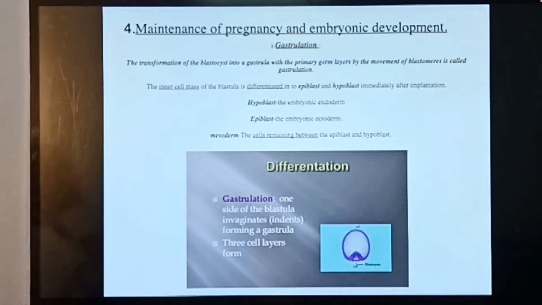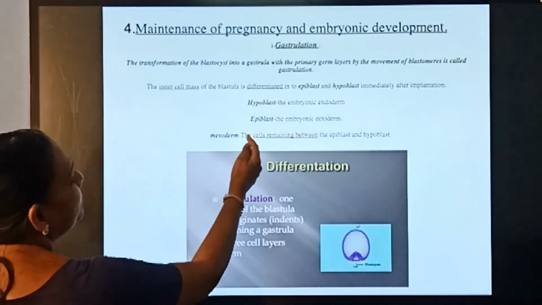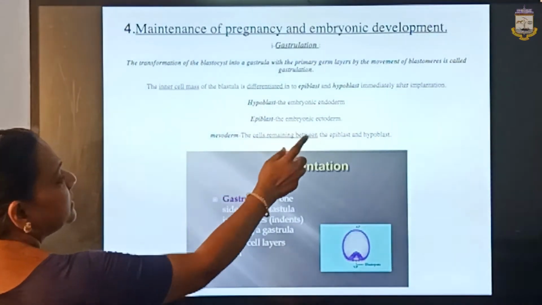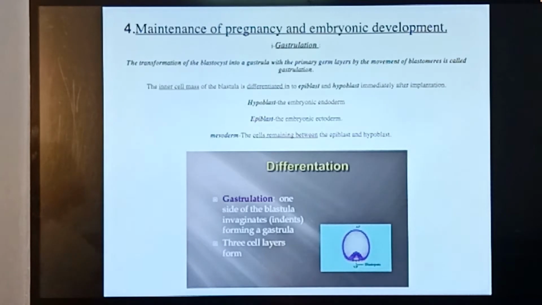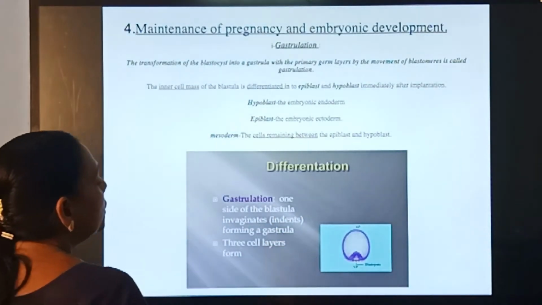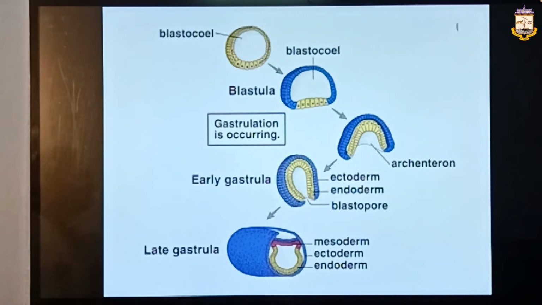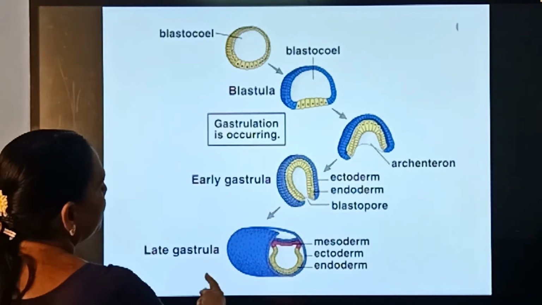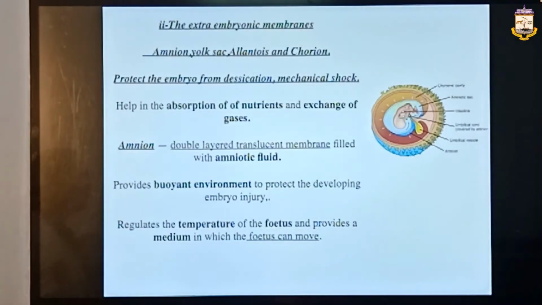That means converting the single-layered blastula into a 2 to 3 layered gastrula, forming the germ layers, that is the hypoblast, epiblast and mesoderm. The epiblast is the ectoderm, the hypoblast is the endoderm, and the middle layer is the mesoderm. So these 3 germ layers form the future organs. That means organogenesis is initiated. So conversion of single-layered blastula into a 2 to 3 layered gastrula is gastrulation. You can see in this process the blastocoel, blastula, early gastrula, and formation of the 3 germ layers.